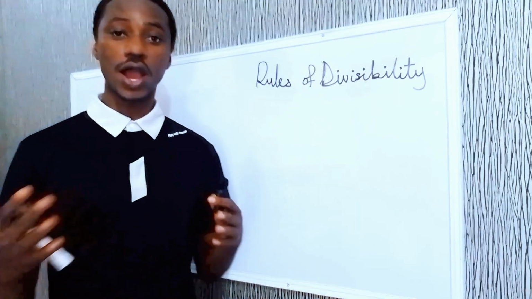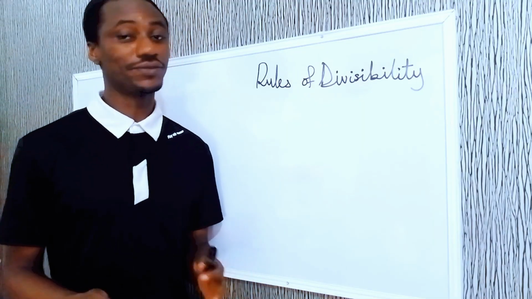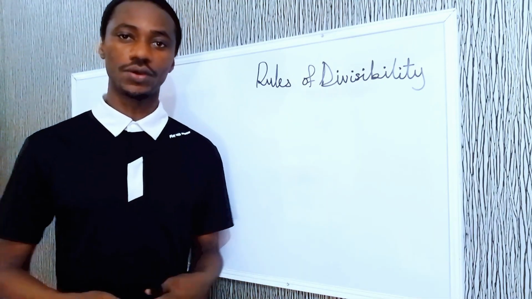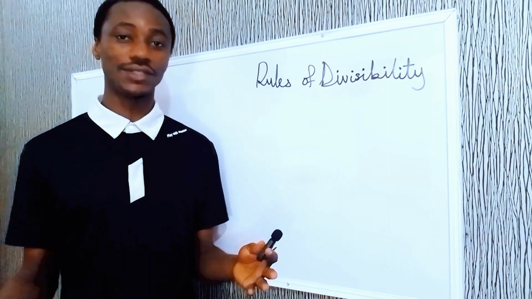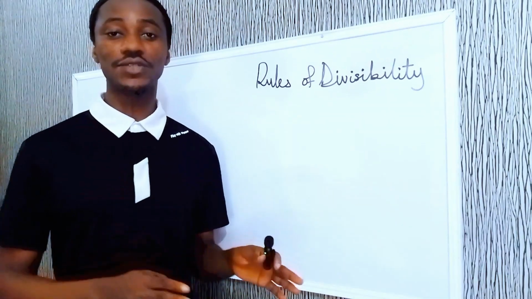Obviously, we know that 1 can divide any number. 1 is a universal divisor. So even fractions are divided by 1. And then you know that any number divided by 1 remains itself. So we'll start with 2.